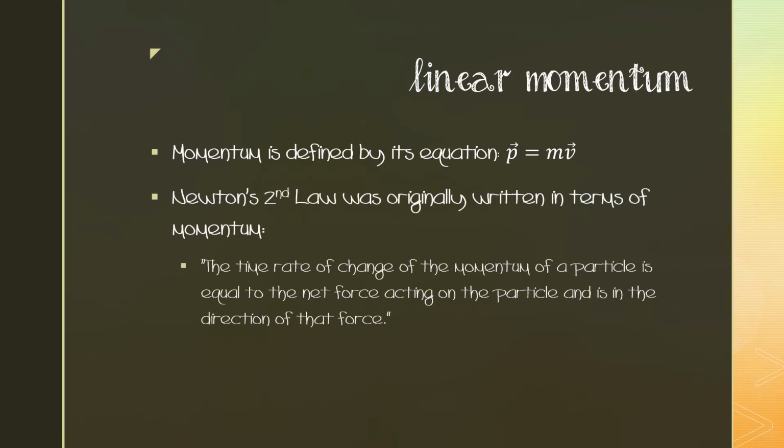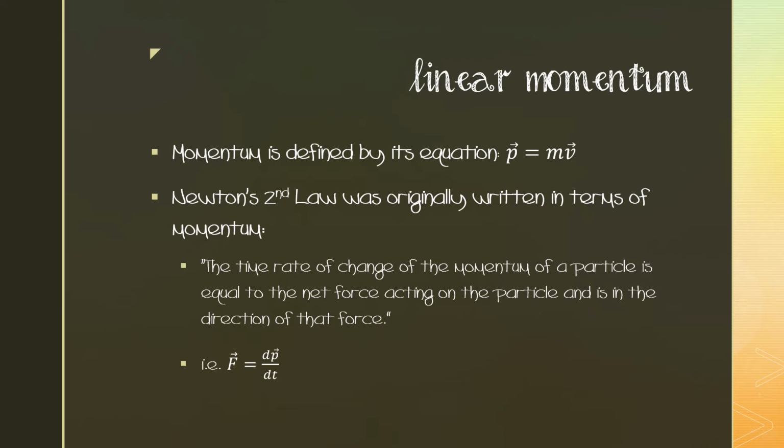A fun fact is that Newton's second law was actually originally written in terms of momentum. Specifically, the way Newton wrote this law was he said that the time rate of change of the momentum of a particle is equal to the net force acting on the particle, and it's in the direction of that force. Anytime we see that time rate of change, that should indicate a derivative to you. So taking this expression and writing it in an equation, we see that the force is equal to the derivative of momentum with respect to time.